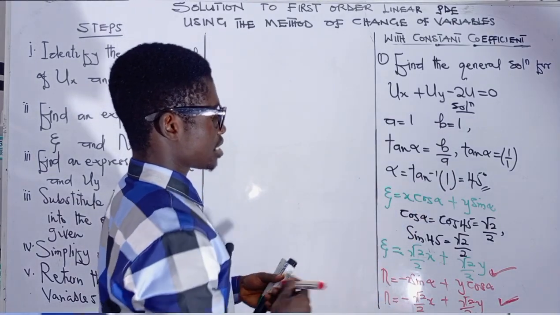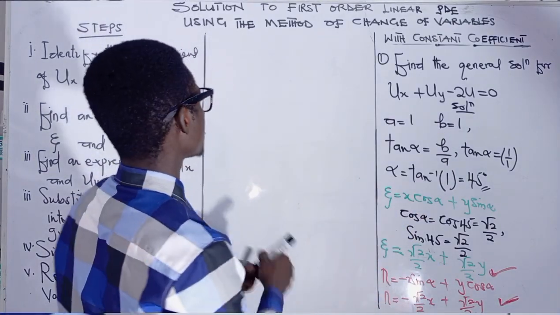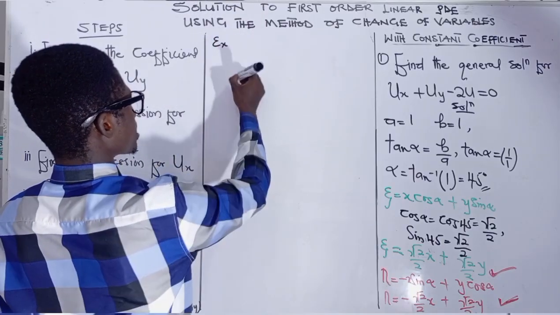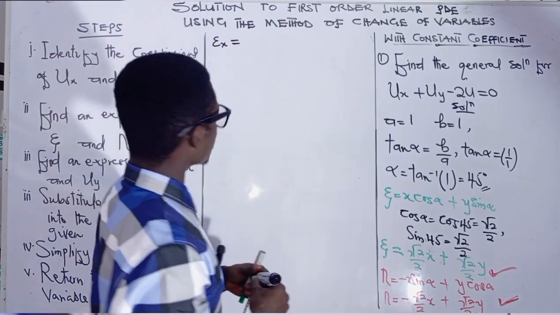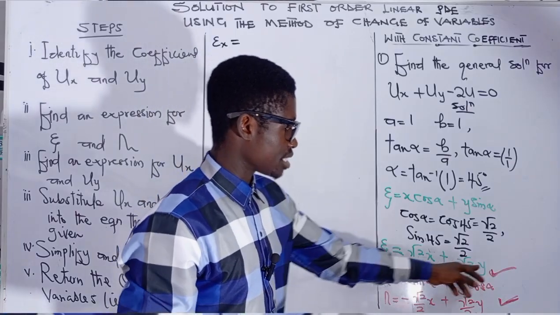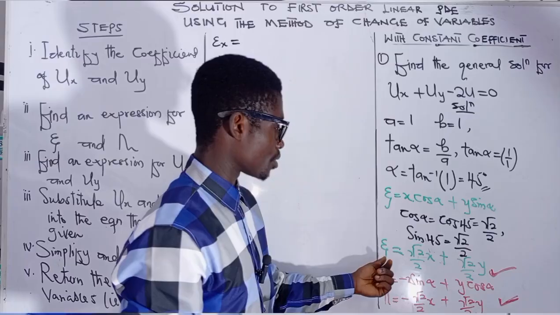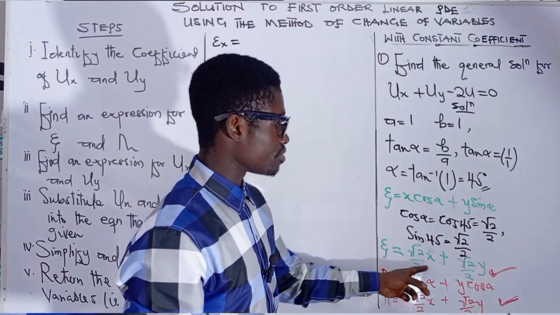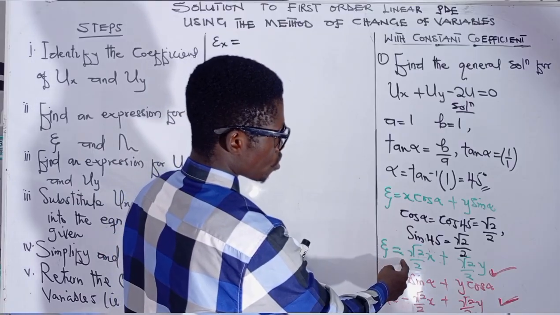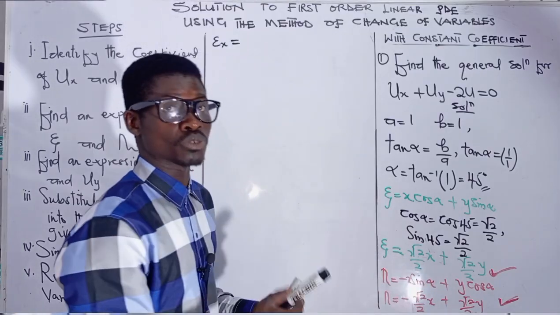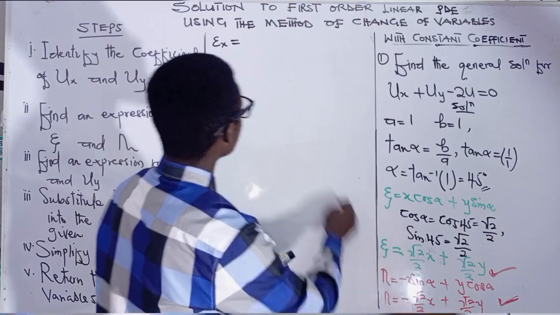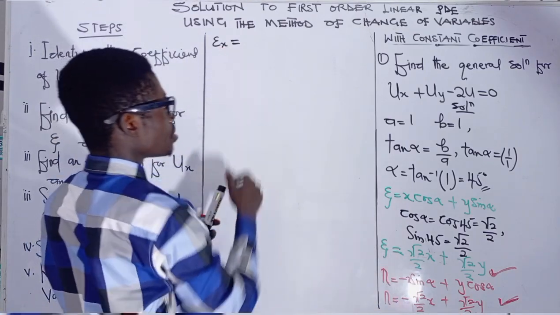So this is xi. Let me take it so that you can see it well. So once we are done with this, what we are going to do is we find the partial derivative of xi with respect to x. We are going to take the partial derivative of this whole function with respect to x. So it means we are going to differentiate this with respect to x. So when we differentiate root 2 over 2 x with respect to x, we are going to get root 2 over 2. So we are going to get what?